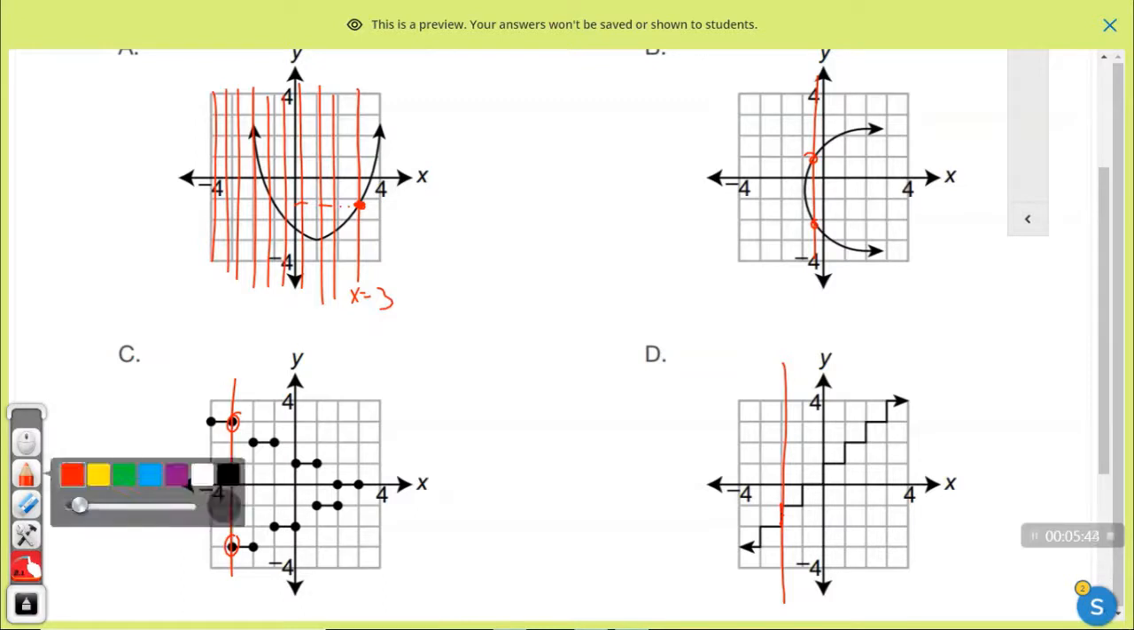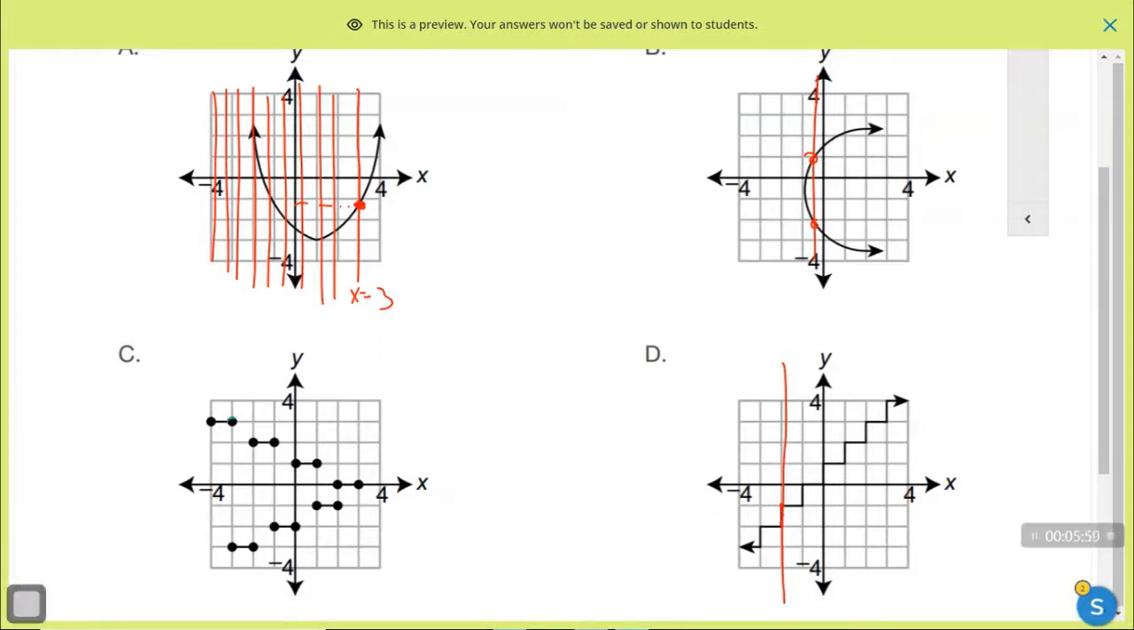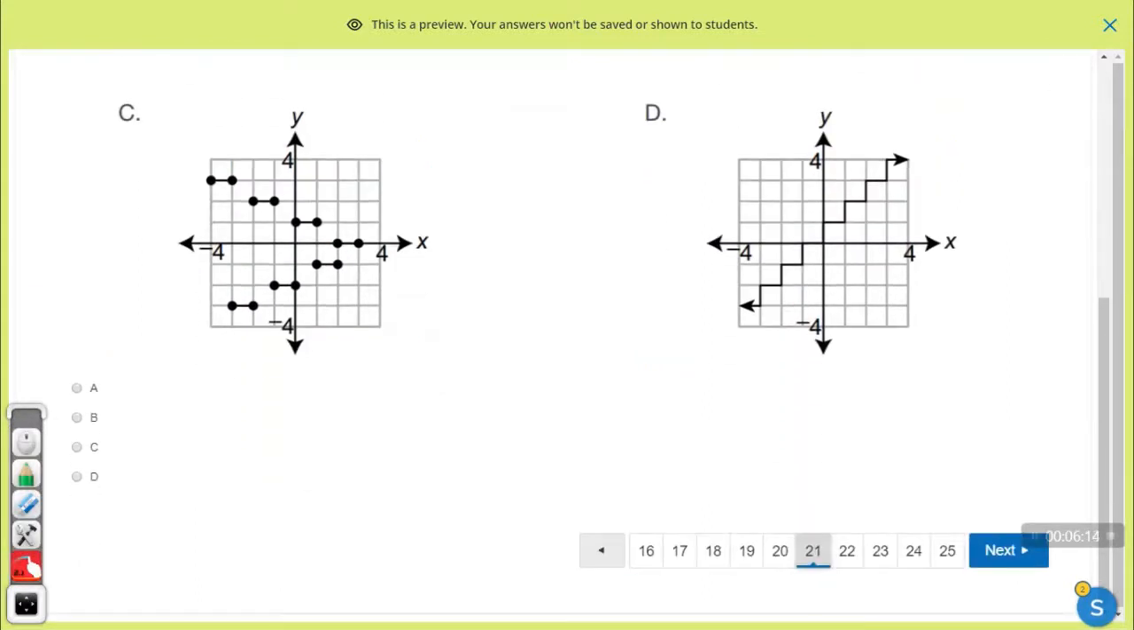One thing I do want to mention, however, is how I could change C here. If C were changed to look like this, where these are all open circles, that means it would not actually touch twice, because it would only touch the solid circle at that point. And that one then would be a function, just so you're aware. All right, let's go to the next one.